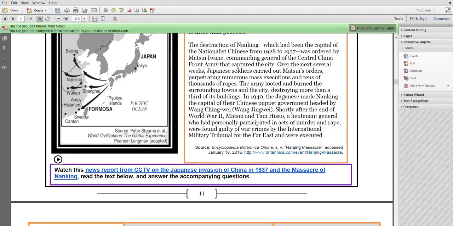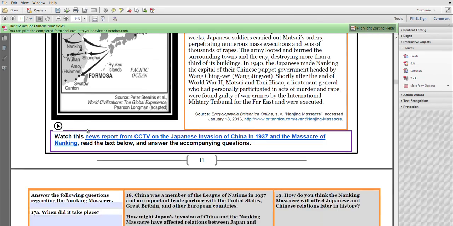In 1940, the Japanese made Nanking the capital of their Chinese puppet government, headed by Wang Jingwei. Shortly after the end of World War II, Matsui and Tani Hisao, a lieutenant general who had personally participated in acts of murder and rape, were found guilty of war crimes by the International Military Tribunal for the Far East and were executed for their crimes. All right, so we can see how merciless the Japanese were when they invaded China, based on that reading.